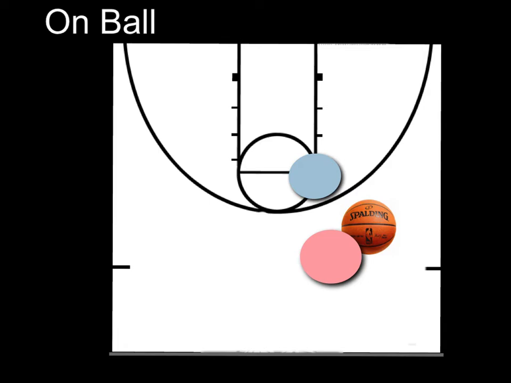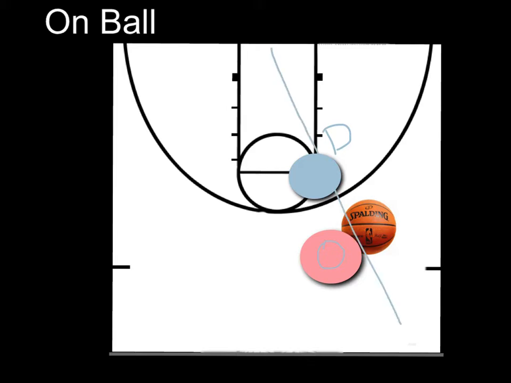Alright, so on-ball defense. We've got to talk about the difference between on-ball and off-ball. So I've got the pink player here that is the offensive player. And then I've got the defensive player, which is labeled in blue. The offensive player has the ball. What the defense wants to do is to stay between the ball and the basket.